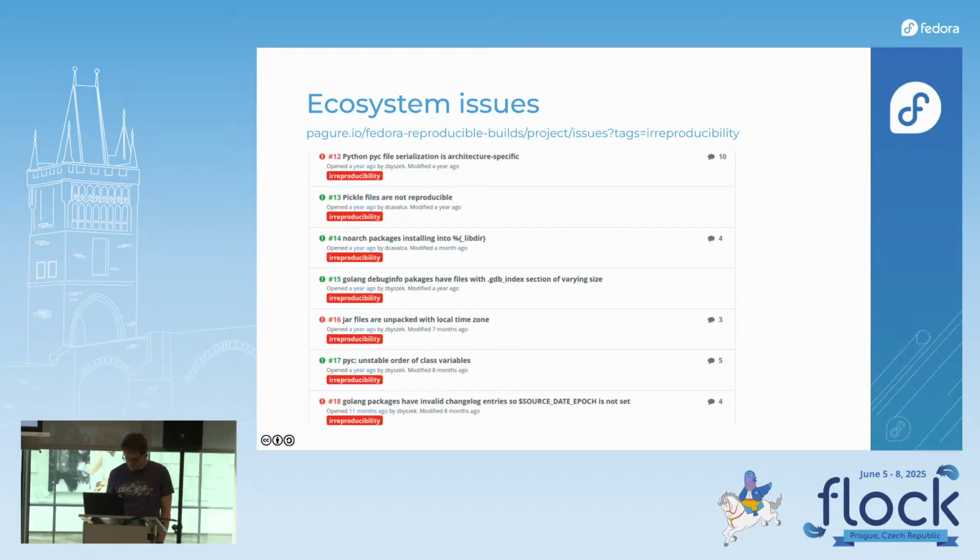Golang packages: there were a number of packages that had invalid changelogs, and when you have an invalid changelog, the source date epoch that is set from the changelog is not set properly, and then you do rebuilds, and they are not reproducible because the source date epoch jumps. I fixed at least 24 packages like this myself. It's very surprising that it happens so often, and people just don't know. I guess people don't look at changelogs that often.